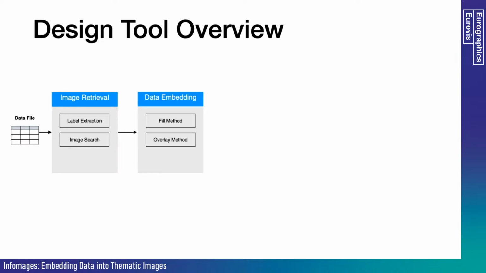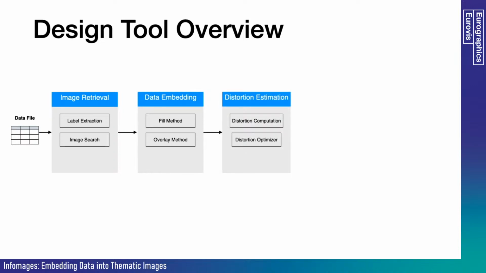Each method supports multiple chart types. The embedding methods can at times cause some chart distortion. Thus, the next step of our tool is to estimate this distortion. Based on previous studies, we develop methods to compute the amount of distortion introduced to a graphic. We also develop methods to optimize the distortion. Once the user is satisfied that the distortion is acceptable, he or she moves on to the post-processing step.